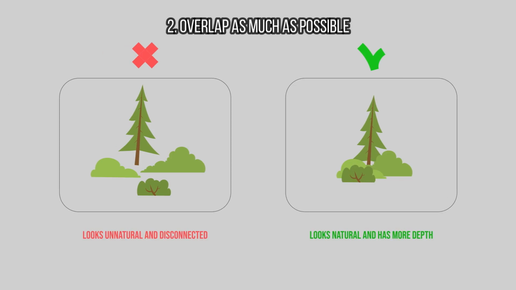The second rule is to overlap as much as possible. Here we are working with cartoons. They are flatter than normal. Plus, we don't even have a perspective grid set up. So the only way to imply depth is to overlap things. This of course is something that's more important for things that are meant to be relatively close.